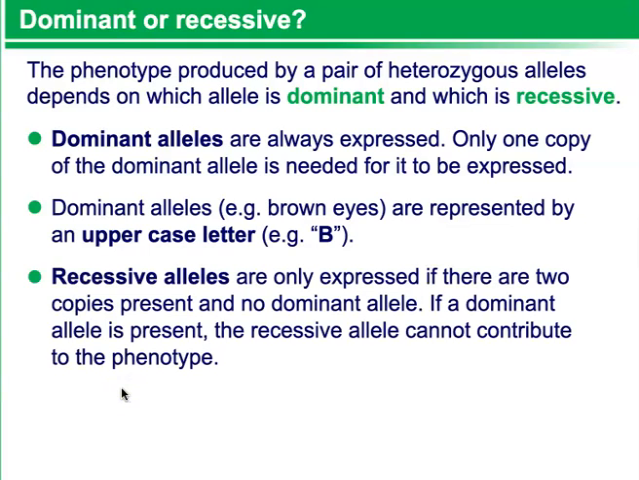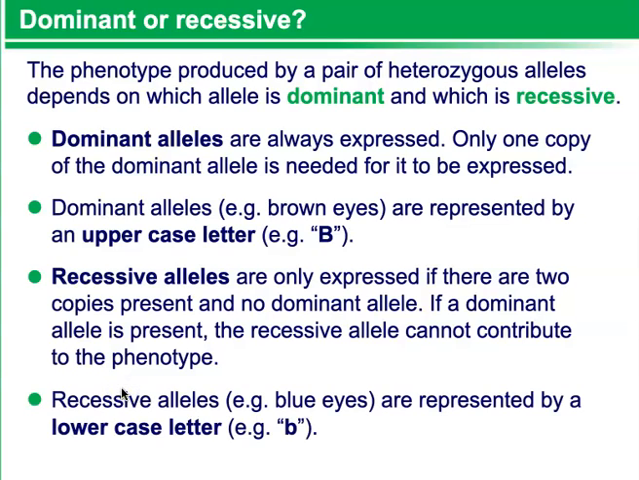Recessive alleles are only expressed if there are two copies present and no dominant allele. If a dominant allele is present, the recessive allele cannot contribute to the phenotype. Recessive alleles, for example blue eyes, are represented by a lowercase letter. For example, lowercase b.